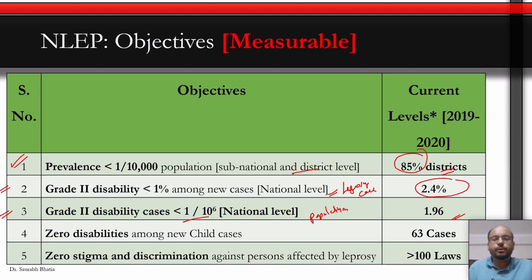We should have zero disability among new child cases and zero stigma and discrimination. So the objective to reach is zero. Currently, we are not there on this and this, but we need to have zero discrimination, clear? Zero stigma and zero disability among new child cases so that they can live their life properly. Clear? Let's move forward.